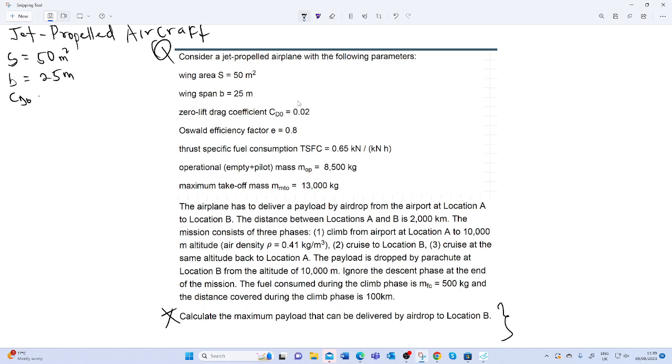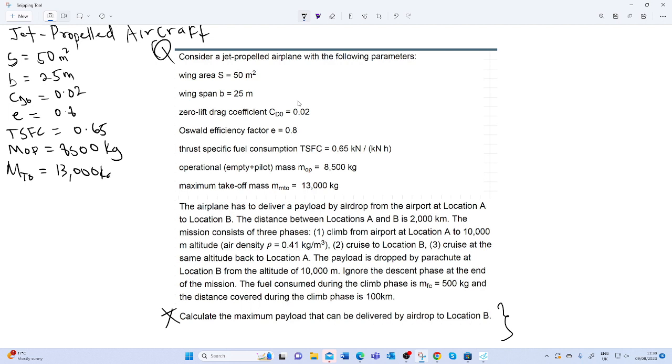with the CD0 0.02, the Oswald factor 0.8, the TSFC 0.65, the MOP, which is the operational mass of the aircraft, 8,500 kg, and the maximum takeoff weight of the aircraft, 13,000 kg.